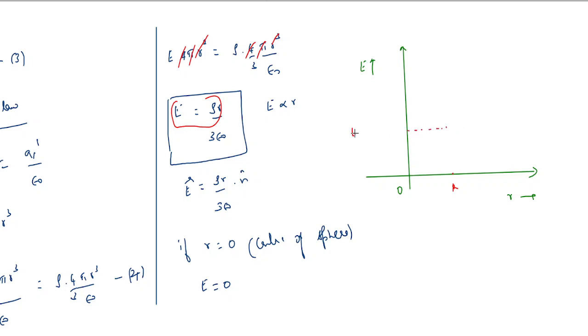That maximum value is 2 by 4 pi epsilon naught into 1 by r square. So up to this point the field is increasing proportionally, because we have seen that E goes as r, so E is proportional to the distance. Then from here it goes as 1 by r square, so it falls off rapidly as 1 by r square. So this is the graph of electric field versus distance. Thank you.